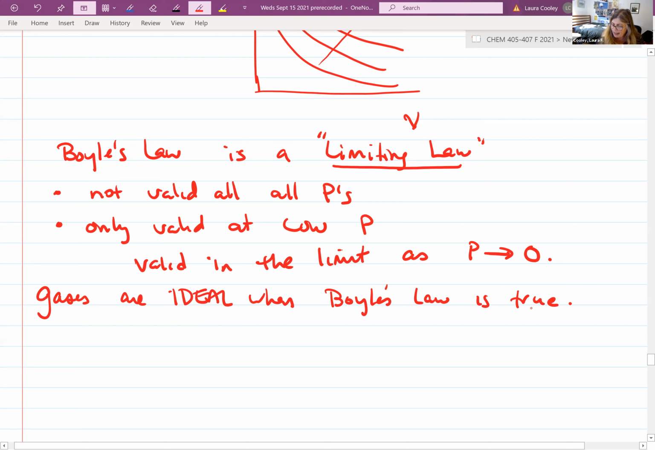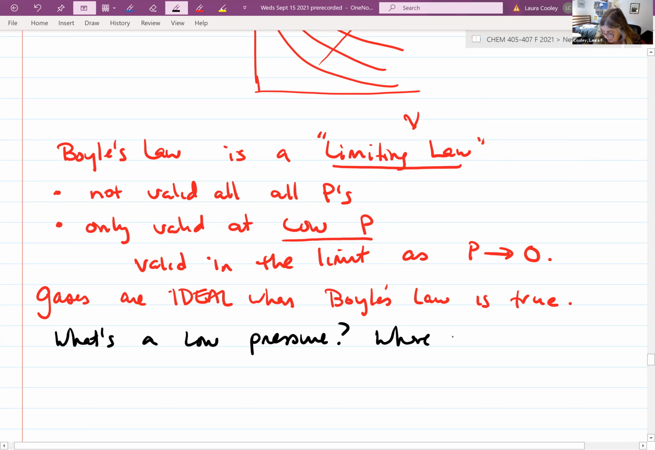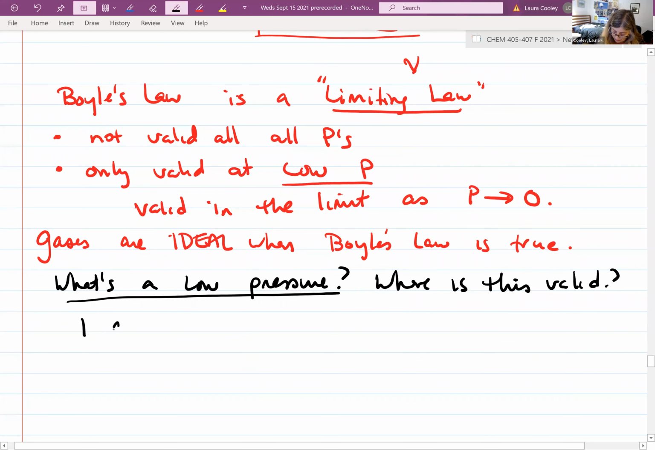So you might ask, it's valid at low pressure. What's a low pressure for a gas? Where is this law valid? You can be very comfortable in saying that 1 atmosphere is pretty low for all gases.